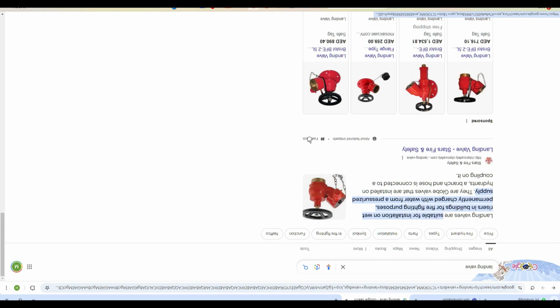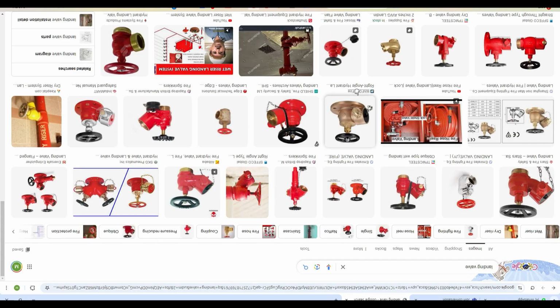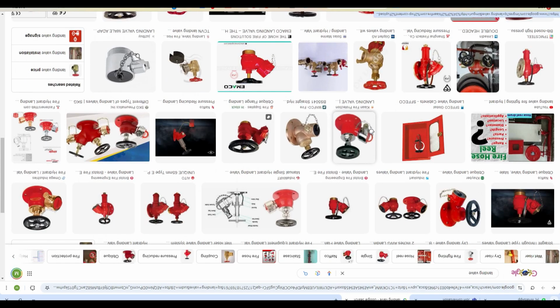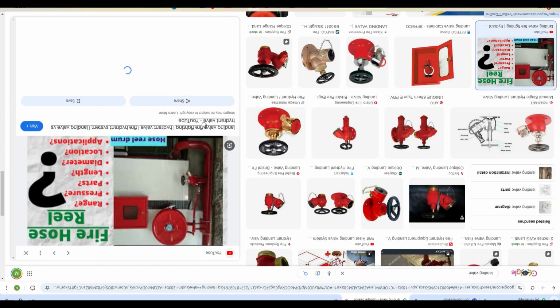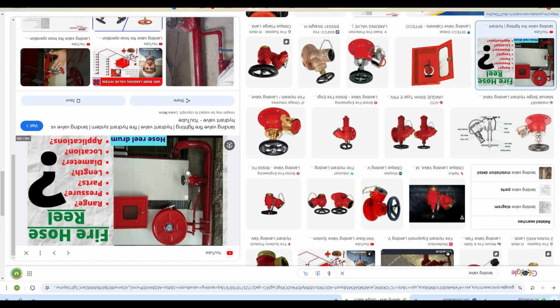Can you see this one? This is the landing valve, and this is the hose reel, and this is the standpipe. And the combination of both, the complete system, we call the wet riser system.